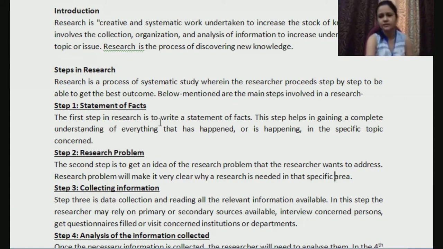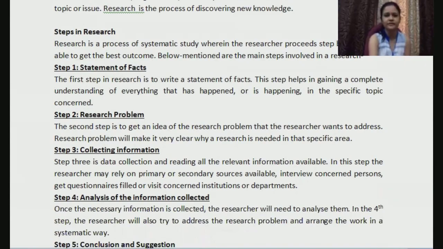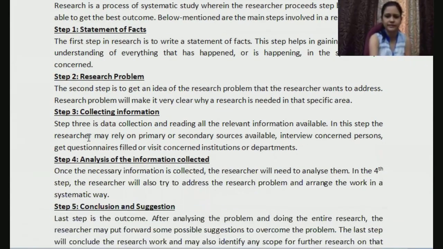Okay, so statement of facts, the broad understanding you would get. Then research problem, you would identify that specific area where there's a problem and you want to address it. Thirdly, collecting information. You cannot just decide the topic and then be sleeping, and in your dreams you would get some books or something. It's not going to happen, right?